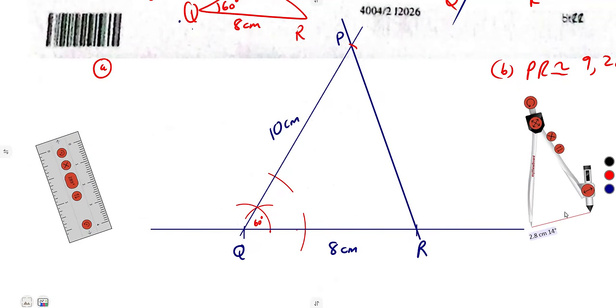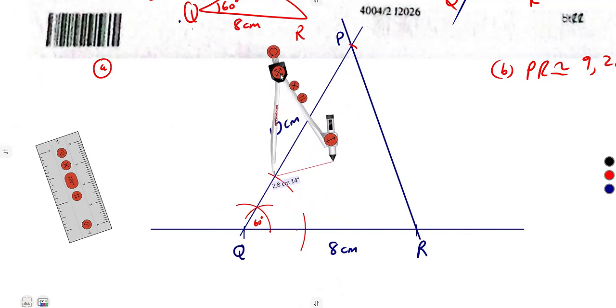Without changing this distance, using these two arcs, the one along this line and this one, we're going to mark two arcs again, then join from Q to the intersection of those two arcs. So using these two arcs on these lines, the arcs that are intersecting with the lines forming the angle Q. Let us use this one, without changing the distance at this point.